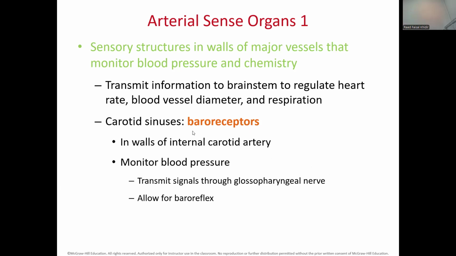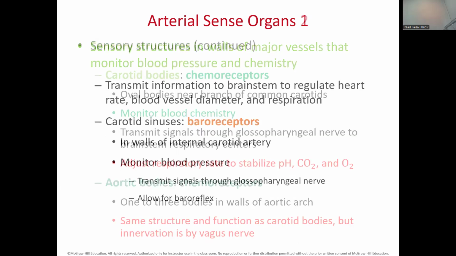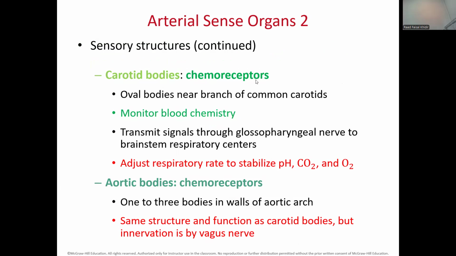You need to know them and where they're found. In the internal carotid artery, they monitor blood pressure. Chemoreceptors. They taste and stabilize carbon dioxide, oxygen, and pH. So these are the carotid bodies. They have chemoreceptors. They are oval bodies near the branch of the common carotid. They monitor the blood chemistry and they transmit signals through the glossopharyngeal nerve to the brainstem respiratory centers.